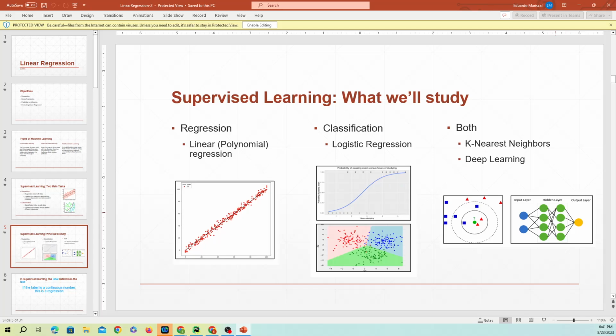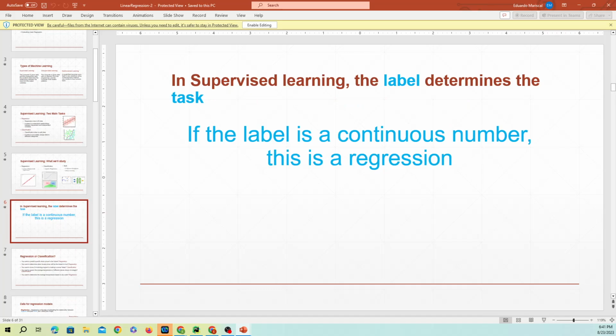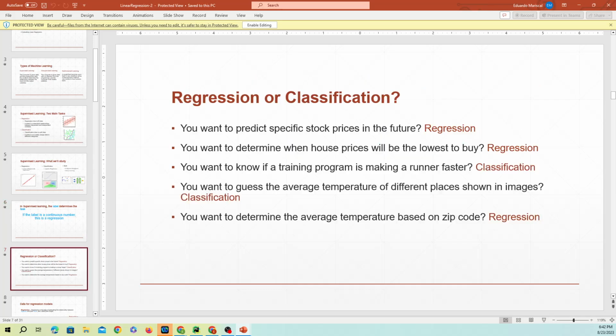In supervised learning, the label determines the task. Again, the label is what you're trying to predict, the column that you're trying to predict. We usually call them labels, or your target, your target column. I'm going to use those often. So if the label is a continuous number, then it is regression. Here we can look at a couple of examples to determine if it's regression or classification. If you want to predict the specific stock price in the future, that's going to be regression because the label will be continuous.